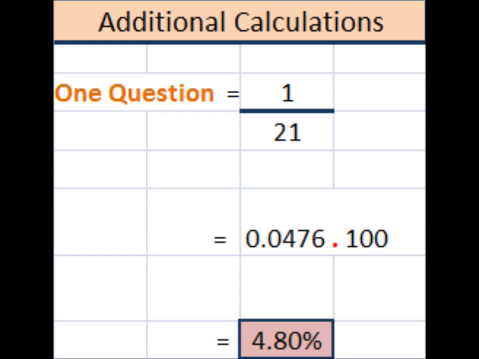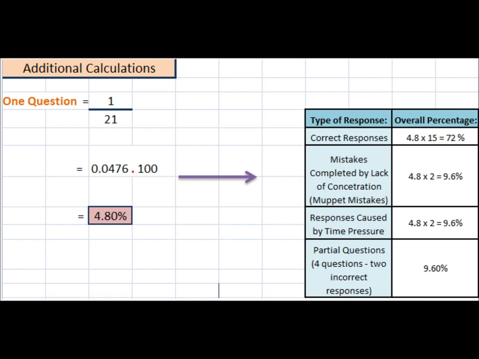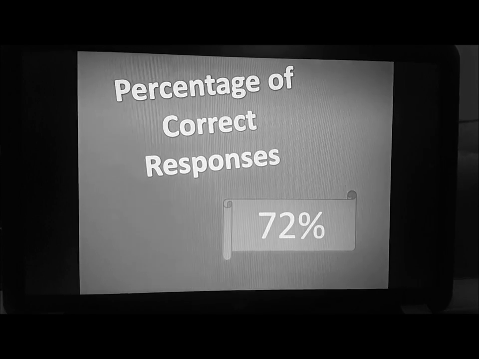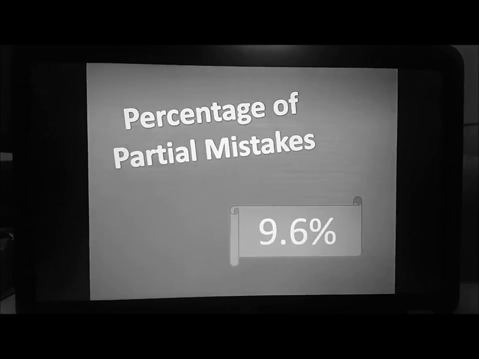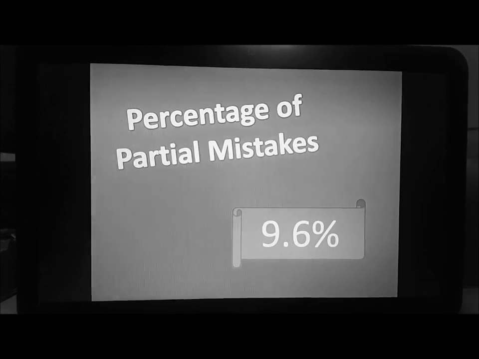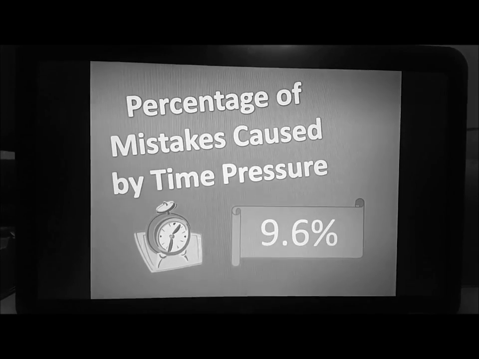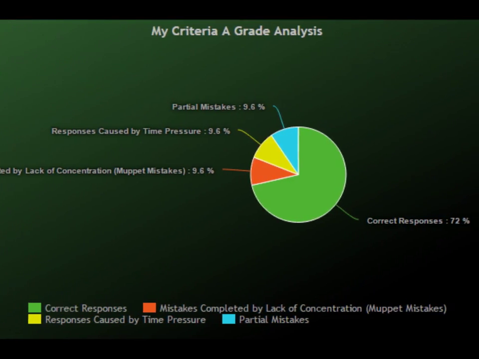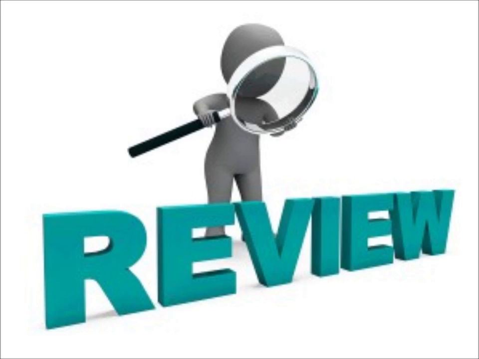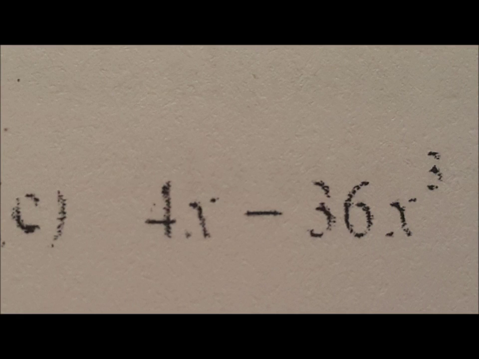As per my calculations, one question in the exam is equivalent to 4.8%, thus the overall percentage of my correct responses would be 72%, whereas the overall percentage of my minor or Muppet mistakes would be 9.6%. And finally, the remaining 4 incorrect questions that were partially right and were incomplete due to time pressure would be equal to 9.6%. However, if I was able to review my answers appropriately, perceiving the questions thoroughly, and concentrating at an appropriate level, my percentage of correct answers would be modified to 82%.